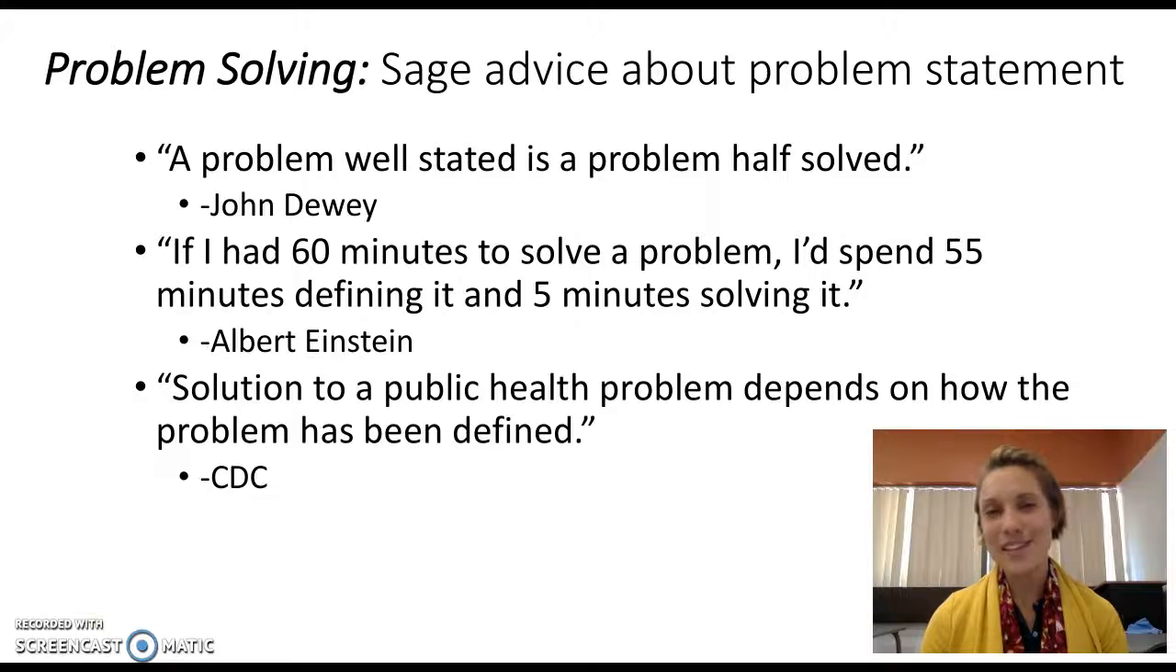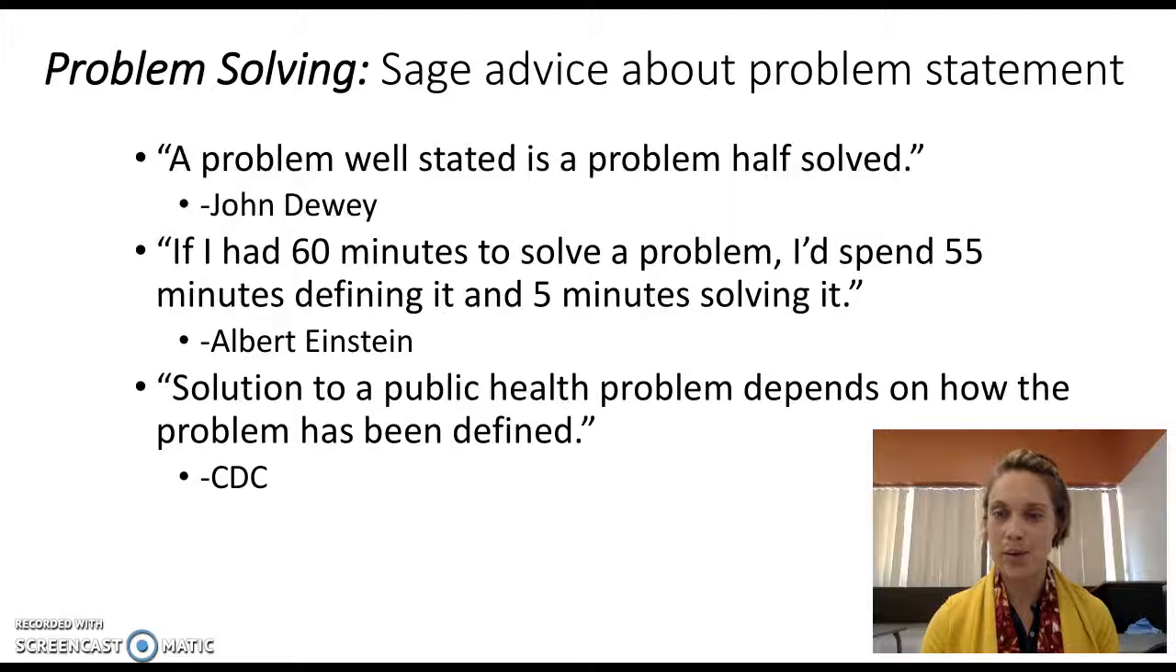So here's some sage advice about the problem statement. It's really important. A problem well stated is a problem half solved. If you come up with your statement of the problem, you've really done a lot of work in terms of organizing yourself and how you're going to solve it. What are you going to be looking for in the literature review? There were a couple of you in discussion last week that did such a good job defining the problem and where you needed to look in order to get information to solve that problem. That's really the process that we're going through here.